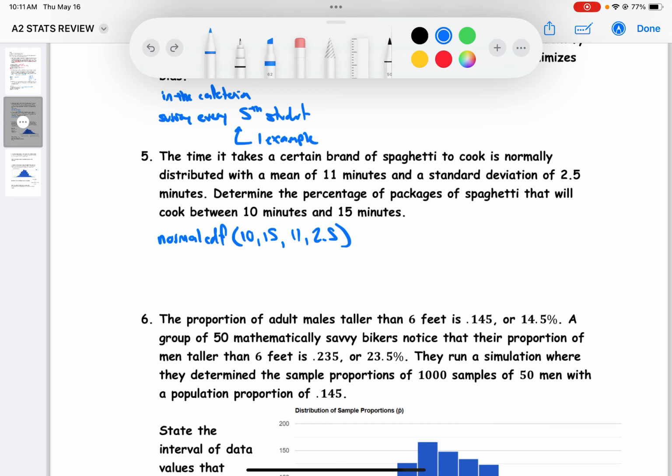So 10, 15, 11, and 2.5. And then you hit that and you get 0.60, essentially 0.60, which as a percentage would be 60%. And in this case, they do want a percentage. So that is my final answer. 60% of the spaghetti will cook between 10 and 15 minutes.